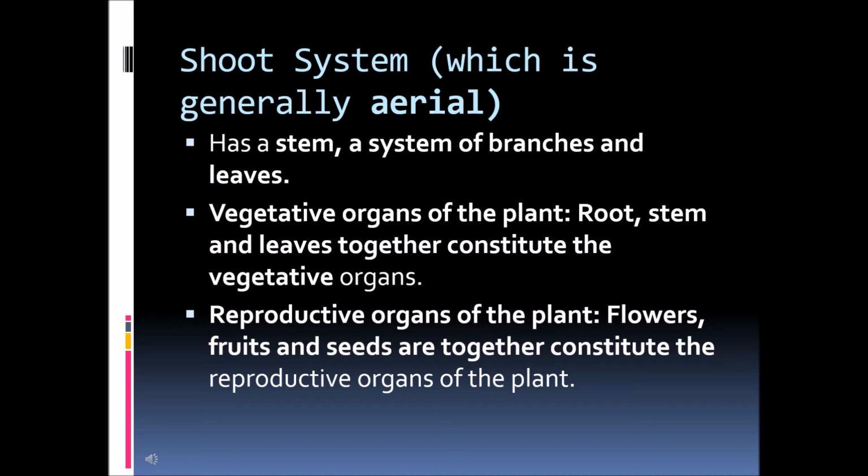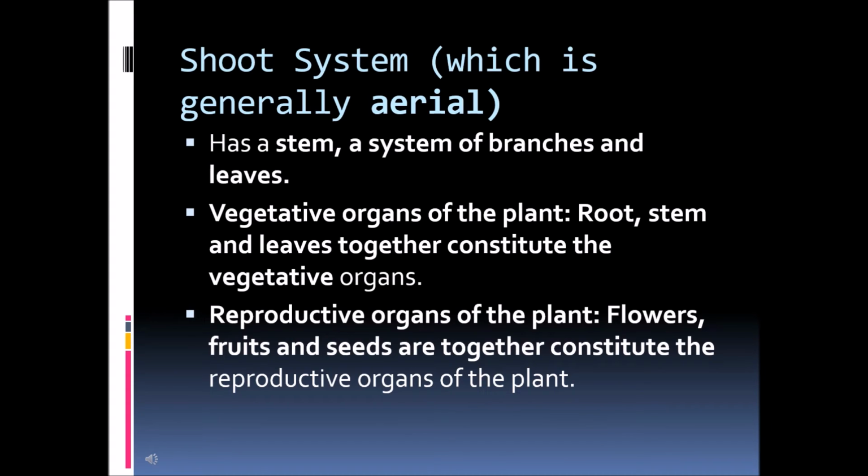It is generally known as aerial. That is, the topmost part is called aerial, and it has a stem, a system of branches and leaves. So the shoot system has a stem, many branches, and the leaves are present. The vegetative organs of the plant, meaning the root, stem and leaves, are all together called vegetative organs.